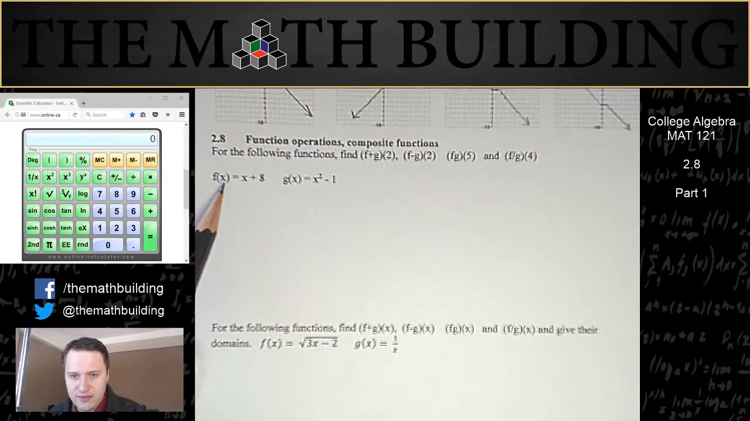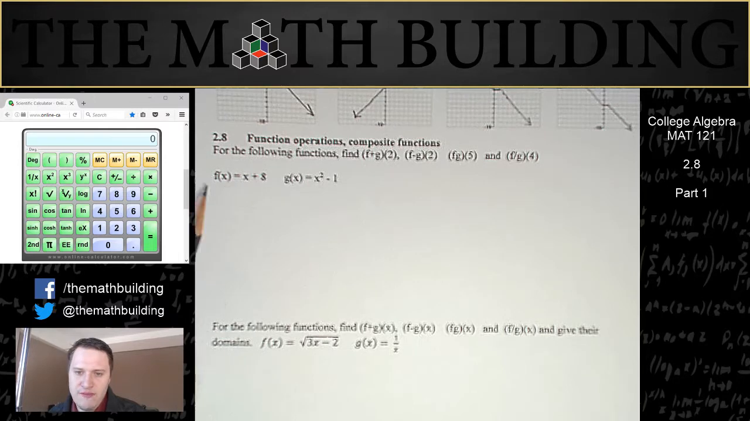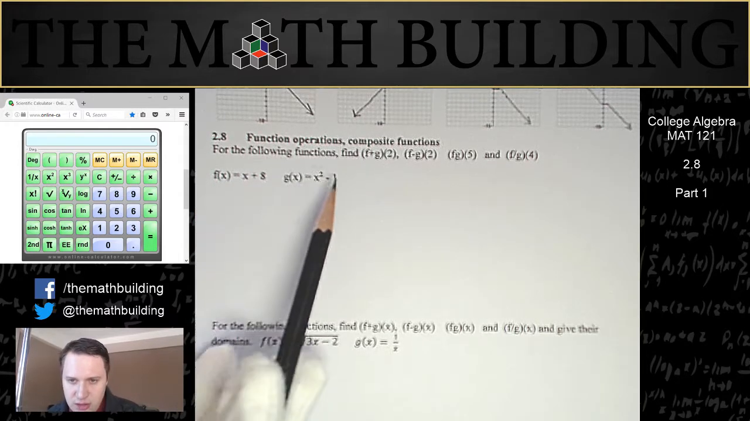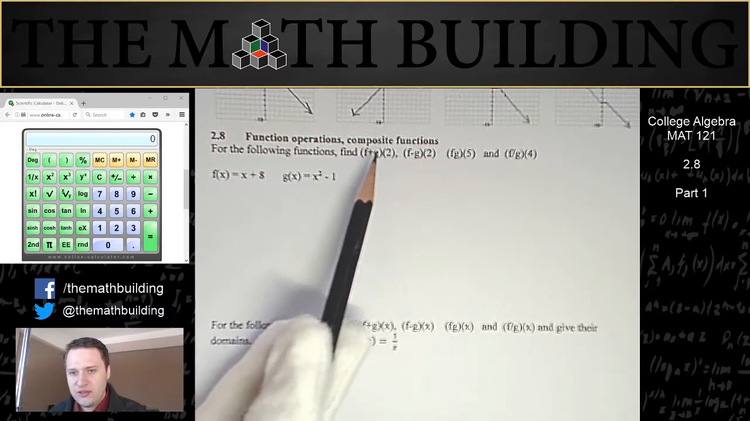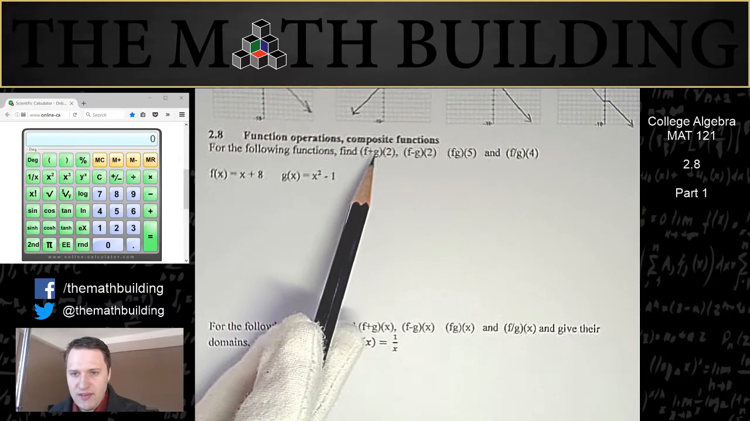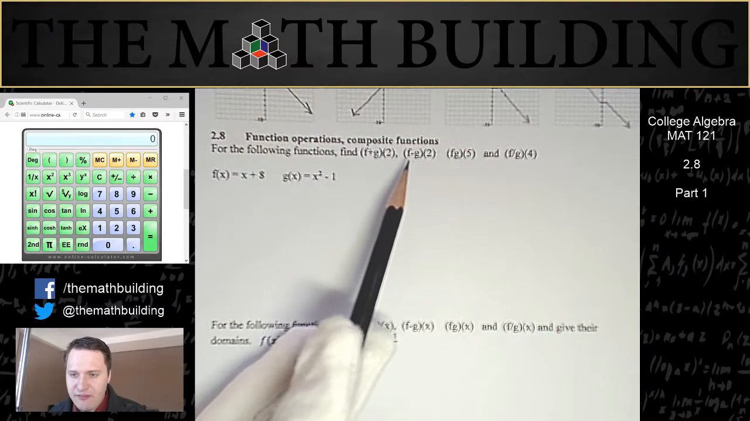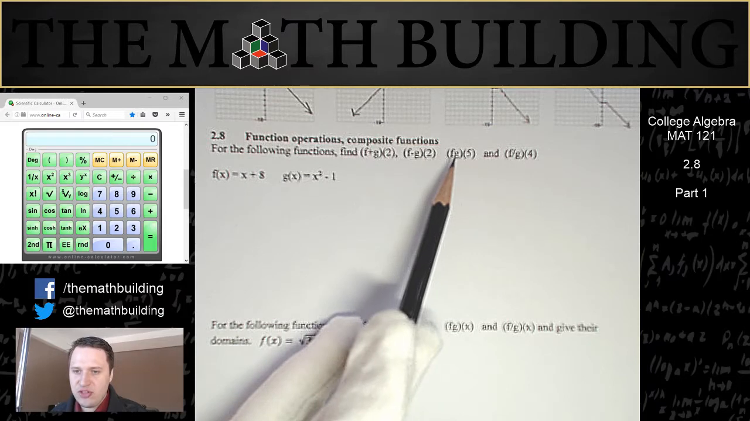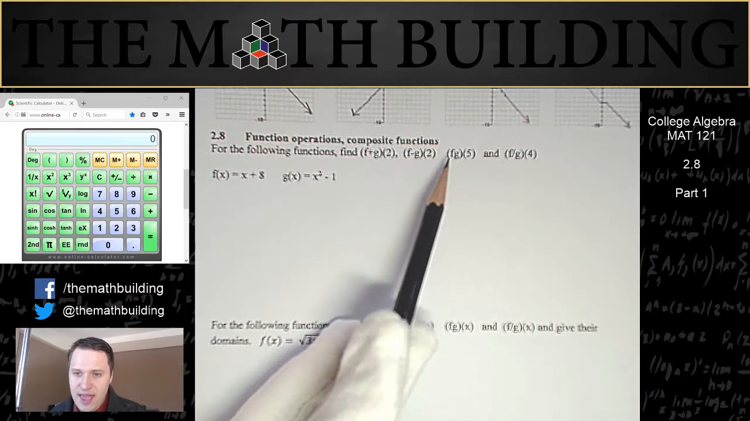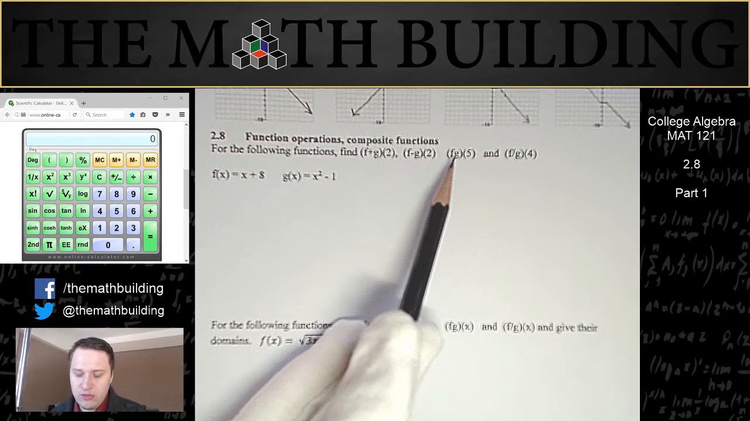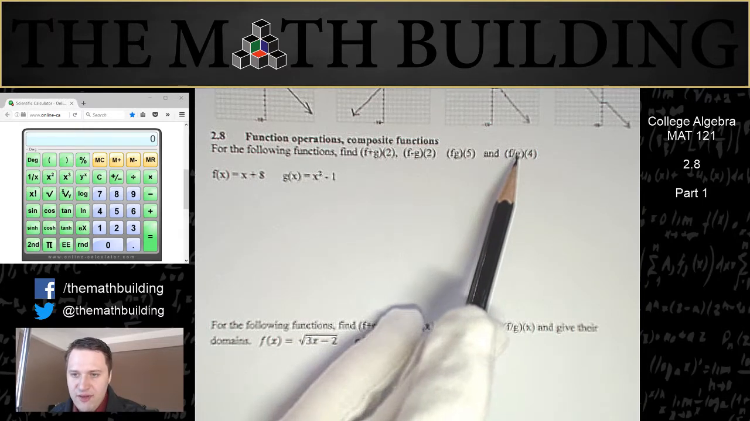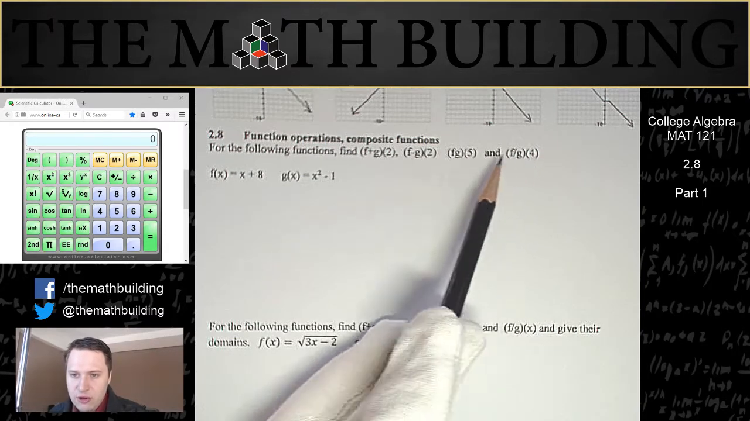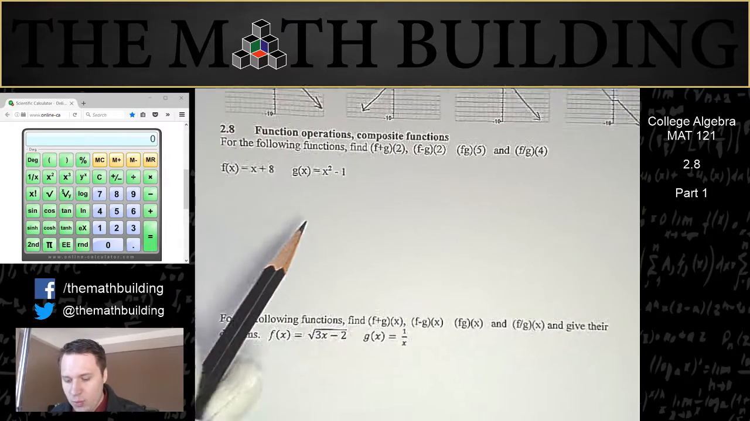So what we're going to do here is you can see I've got four things here. I have f of x, one function, and g of x. Remember, we don't solve for f or g. F is just the name of this function. G is the name of this function. So what they want us to do is to find out what is f plus g of 2, f minus g of 2, fg of 5, and that means f times g. If you don't see anything there, that means fg, that means multiply, or f divided by g of 4. So that's what those four mean.